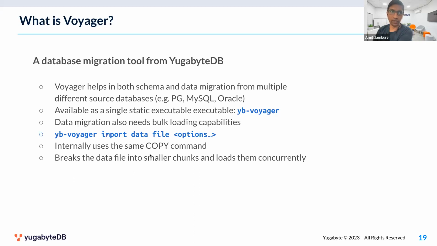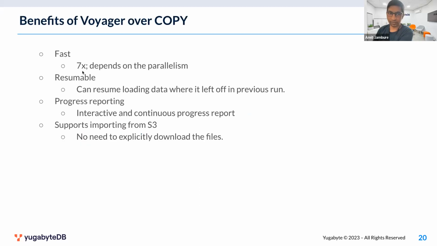So what do we get when we use Voyager? First, it is fast. It can be 7x, but this number is just an example. It depends on how much parallelism your cluster can afford. It can consume huge clusters as well. It's resumable. That means, let's say your table was 1 terabyte and at 900 GB there was some bad row, because of which the command failed. When you fix the data and restart, it will start where it left off.